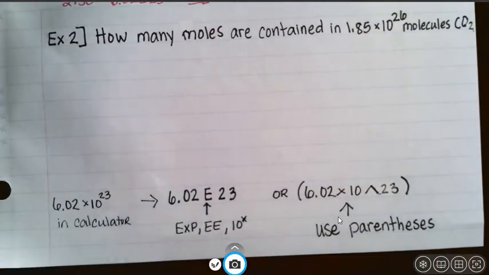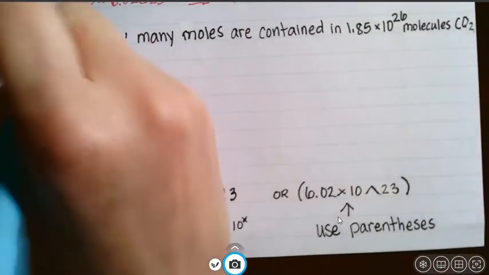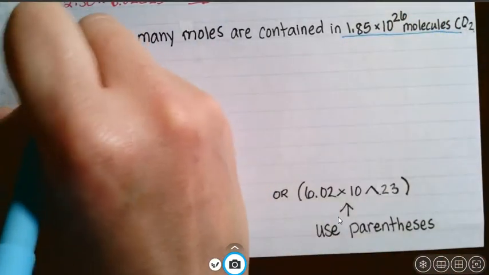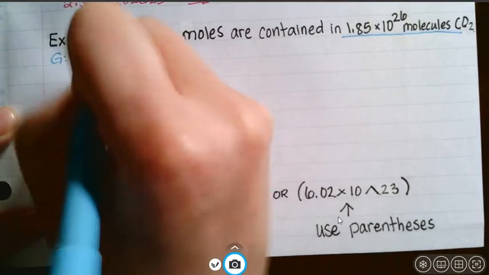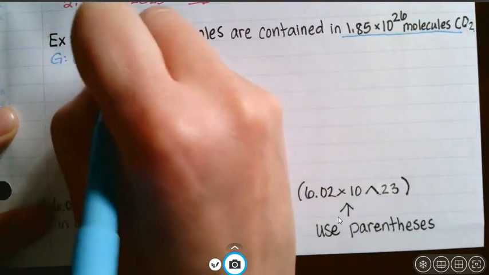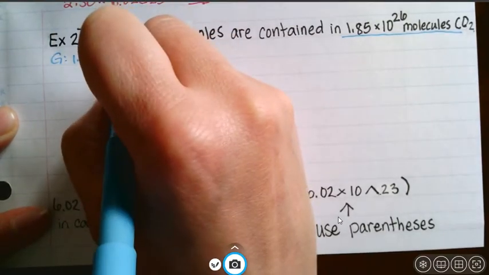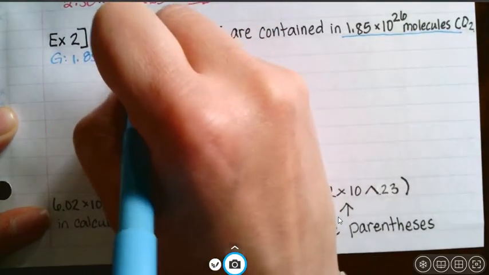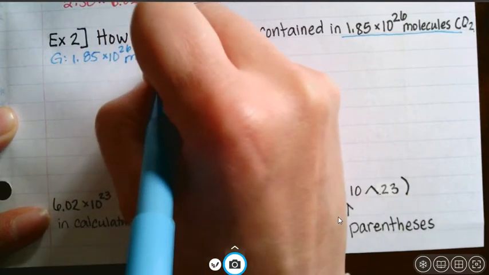How many moles are contained in 1.85 times 10 to the 26 molecules of CO2? The given number in its unit, all of it, is 1.85 times 10 to the 26. You cannot abbreviate molecules. Do not tell me mole. That has its own specific unit. Don't abbreviate molecules. You have to write it out.